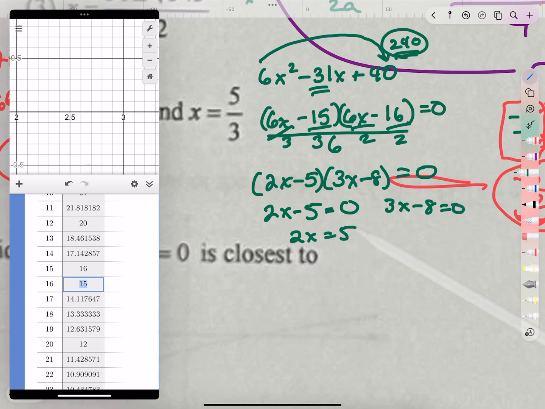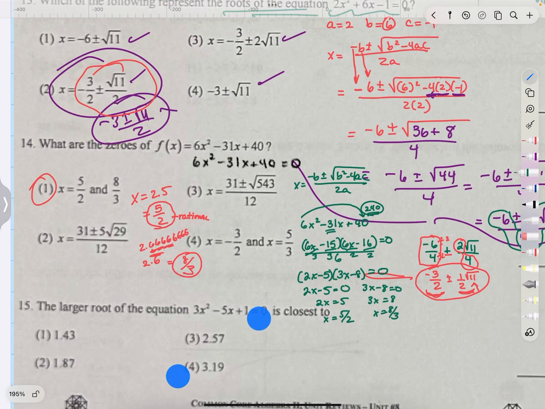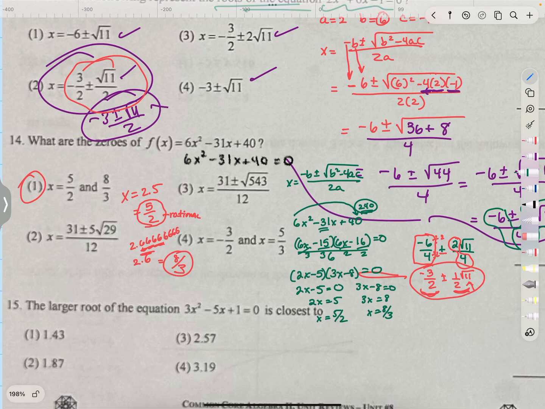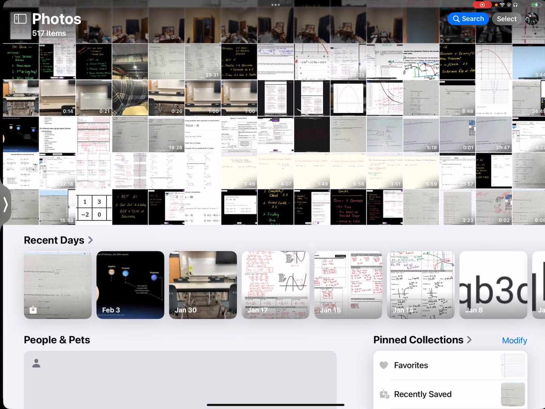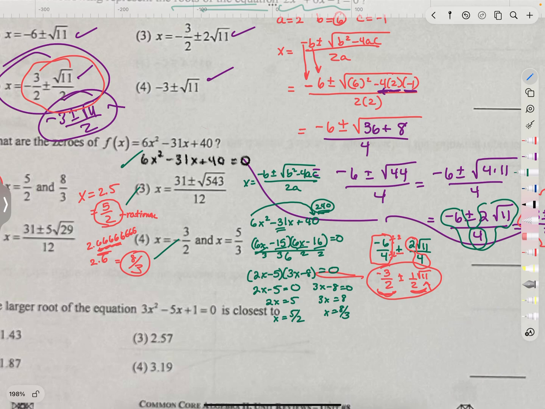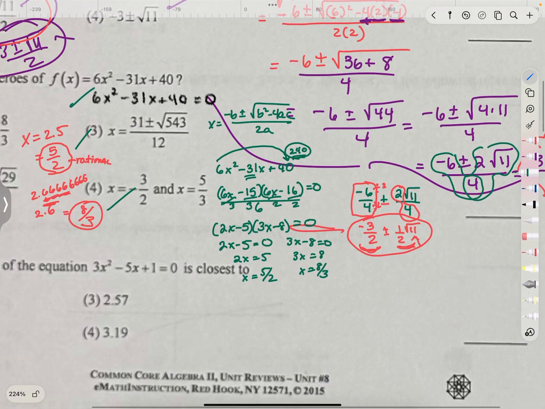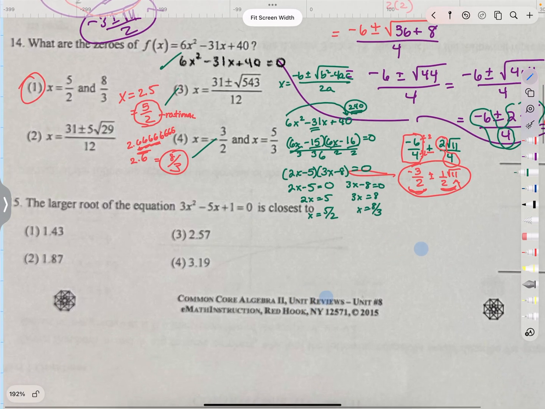And I take the 5 over, and you'll see I get divided by 2, 5 halves. And I take the 8 over, and you'll see I get 8/3. So exactly what I got by using my calculator at the very beginning. And again, if I couldn't get it to factor, so I couldn't get it solved with my calculator, I could always use the quadratic formula. All righty. So hopefully we got that one answered.